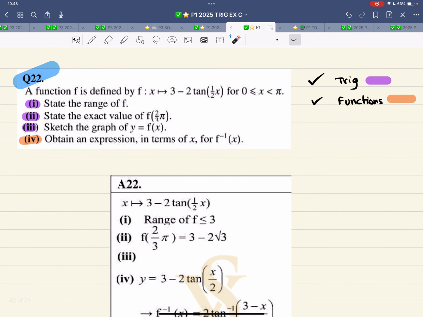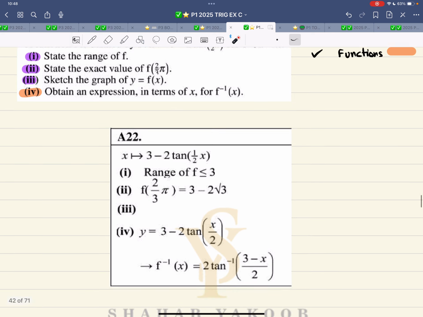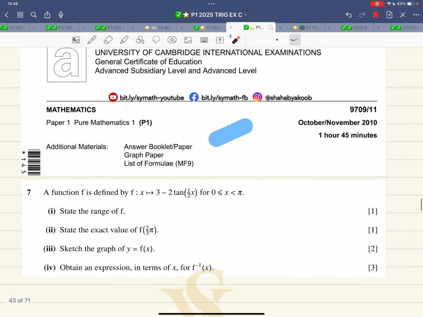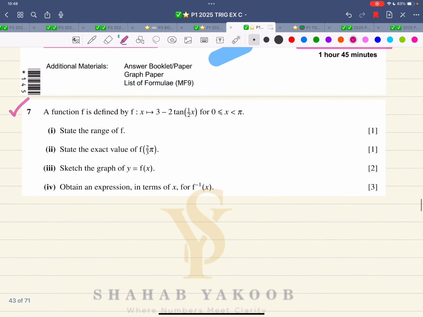This is question number 22. The first three parts are related with trigonometry purely. The fourth part, of course, is part of functions as well as trigonometry. So now let's get started. This is from which particular year? This is Pure Maths P1, naturally. October, November 2010, variant 11, question number 7.